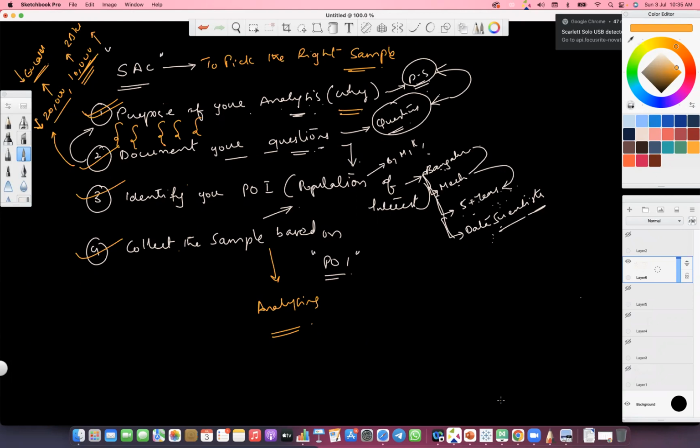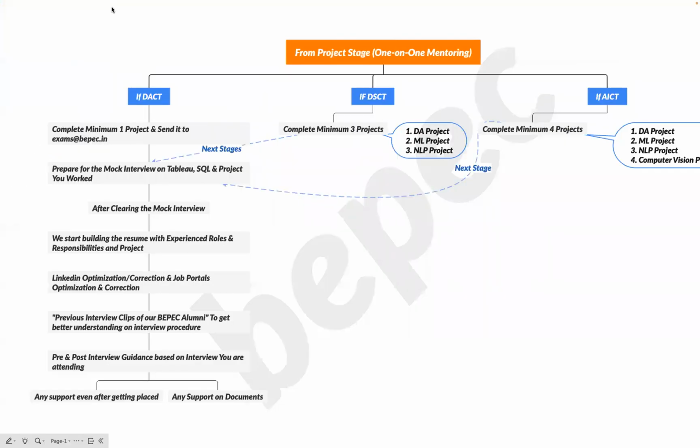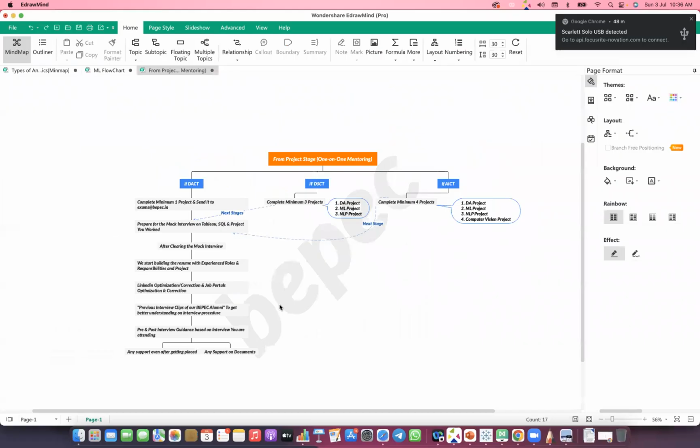Now let's go for the analysis stage. So before going for an analysis, before discussing the analysis topics, let's create a small mind map on the topics which we just discussed.